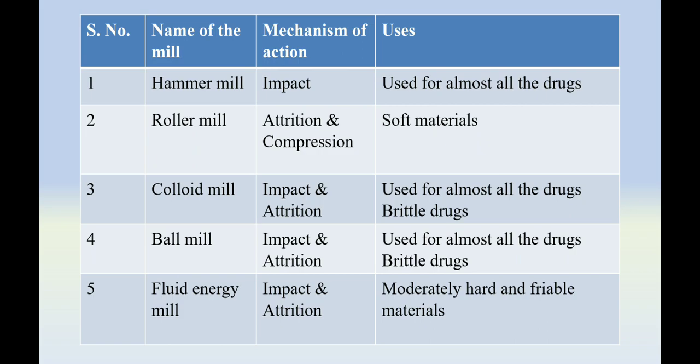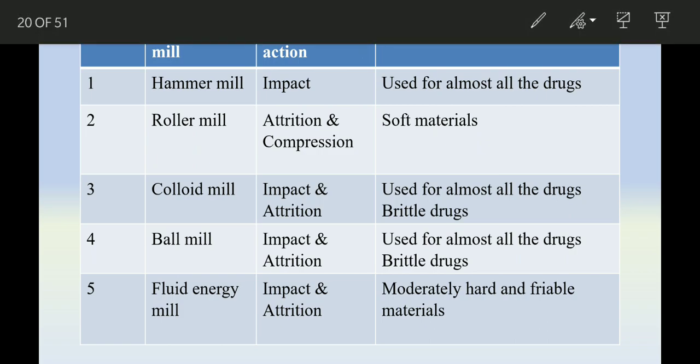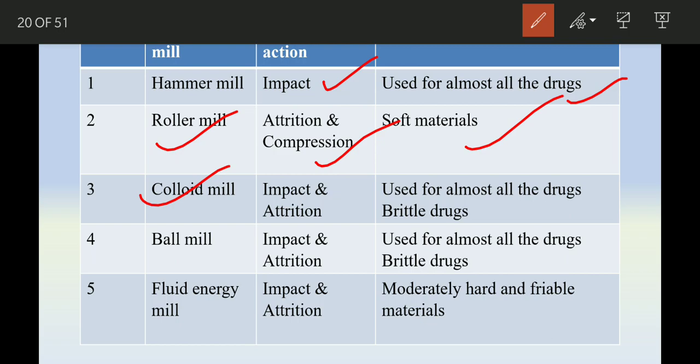Now the names of the mills and their mechanisms. On the basis of mechanism of action, we can divide the mills. The hammer mill is based on the impact mechanism and is used for almost all kinds of drugs. Then the roller mill, which is based on the mechanism of attrition and compression, is used for soft material. Then the colloidal mill is based on the principle of impact and attrition, and the material used for size reduction is all kinds of drugs or brittle drugs.